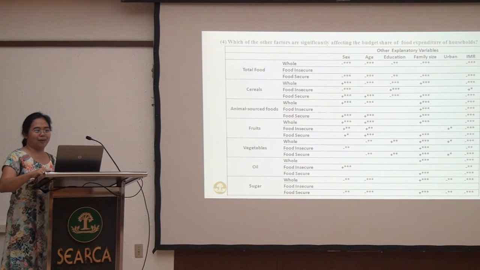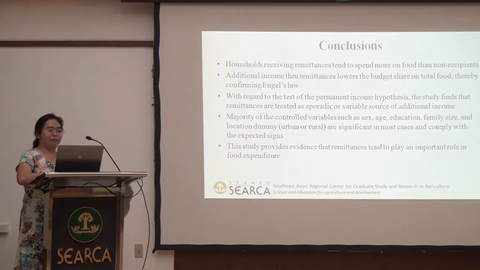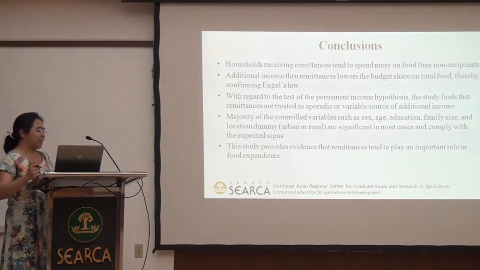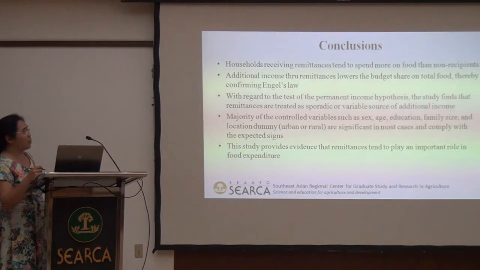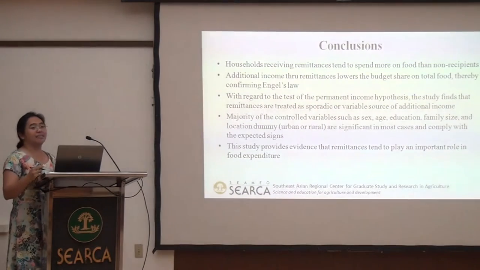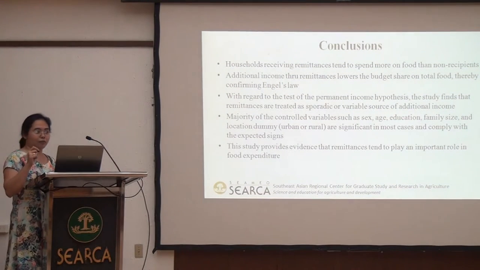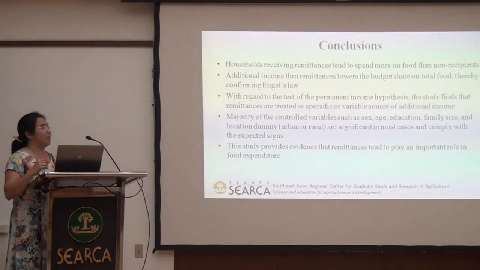Let's have now the conclusions. For the conclusions, the overall findings show that households receiving remittances tend to spend more on food than non-recipients, especially in animal source food and in fruits. So they are actually better off compared to non-recipients.